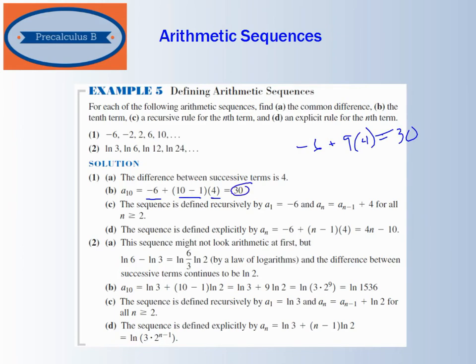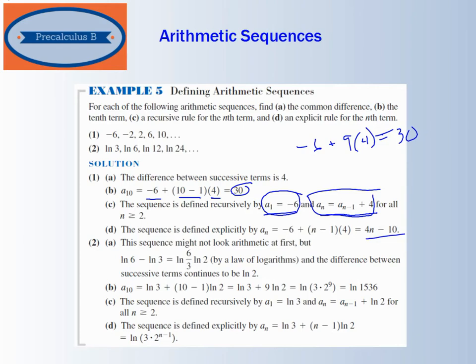When we want to define the sequence recursively, we would say a sub 1 is negative 6, and a sub n is just the previous term plus 4 for all n greater than or equal to 2. Remember, when we recursively define a sequence, we need to start by defining the first term, giving it a value, and then define the nth term based on the previous term for all n greater than or equal to 2. The last part, if we want the explicit rule, we would just say it's negative 6 plus n minus 1 times 4. We can then simplify that to be 4n minus 10 if we use the distributive property and combine like terms.